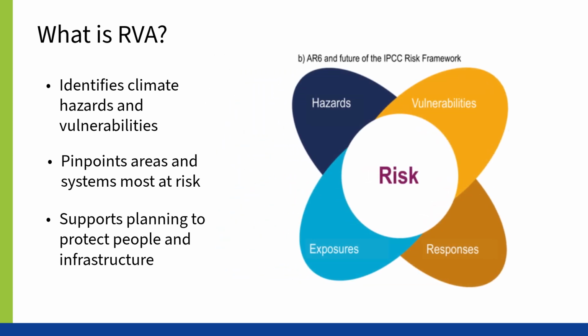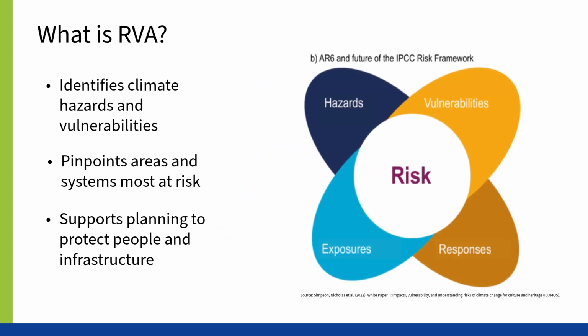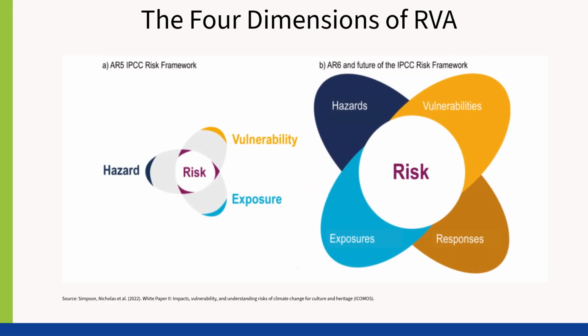Building on the IPCC's risk framework, RVA considers four interrelated dimensions: hazards, exposure, vulnerability, and responses. Together, these provide a comprehensive basis for assessing climate risks in a local context and for informing strategic adaptation planning. Let's briefly break these dimensions down.